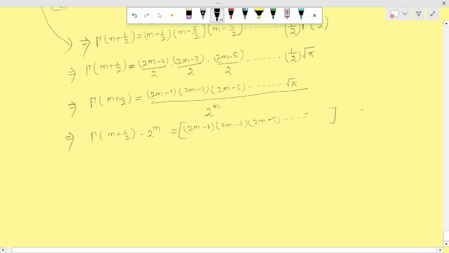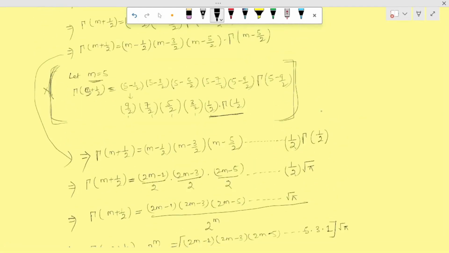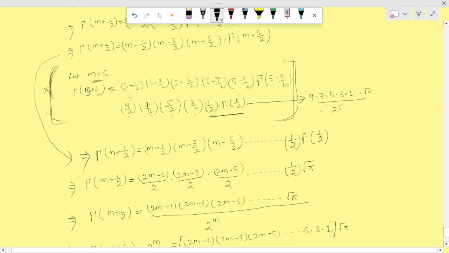This will be 5 into 3 into 1 whole into root pi. How it is, I am going to show you with an example. You just see. Here in this expression, if I consider the numerator terms, the numerator will be written as 9 into 7 into 5 into 3 into 1 into root pi divided by 2 to the power 5.